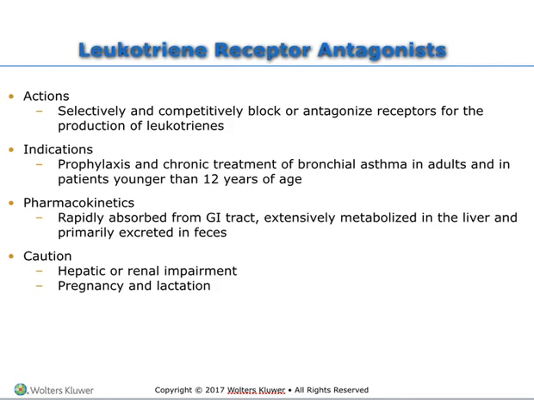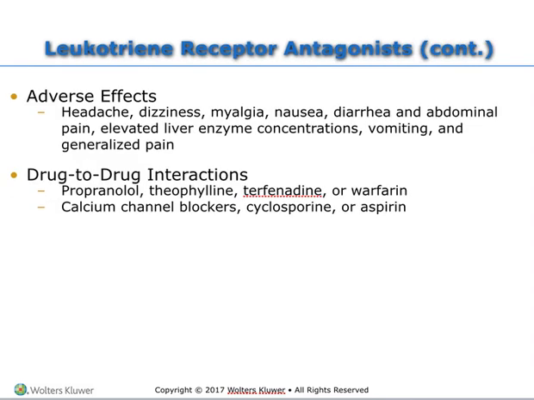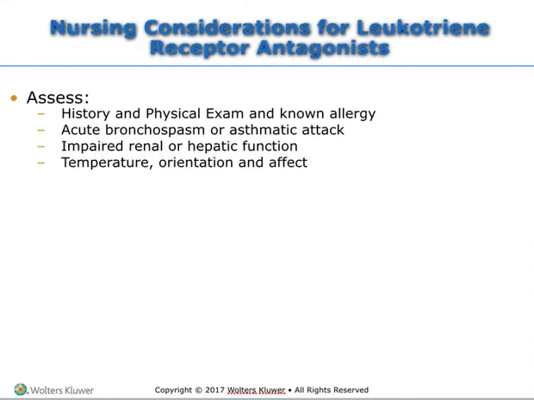Okay, let's talk a little bit more. Its indication is for bronchial asthma. I think they're trying it with COPD, but I don't know if there have been clinical trials that show that it's super helpful. But sometimes if they're having difficulty controlling COPD, they'll try a leukotriene receptor antagonist like Singulair as well. Caution with hepatic or renal disease, pregnancy, lactation. Adverse effects: headache, dizziness, myalgia, nausea, diarrhea, elevated liver enzymes. Drug-to-drug interactions: they do interact with just a few things. Nursing considerations: don't use it for an acute bronchospasm or asthma attack. Be cautious if they have any renal or liver impairments, and do a good assessment.